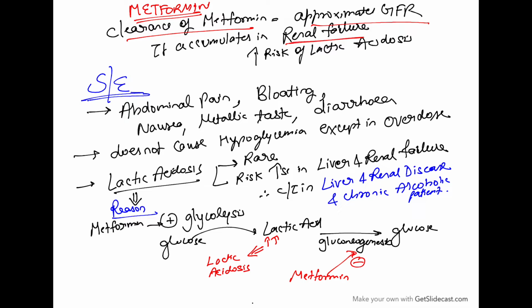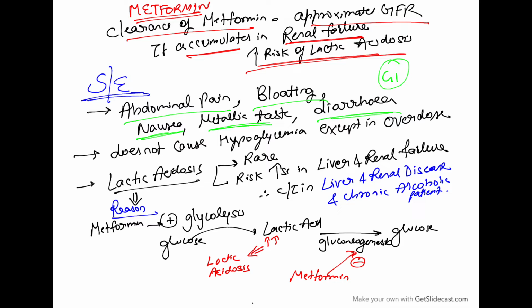Therefore, whenever there is renal failure, it gets accumulated and it leads to increased risk of lactic acidosis, which is the major side effect of metformin. तो मेटफॉर्मिन का सबसे कॉमन साइड इफेक्ट क्या होता है? GI. So the major common side effect is GI side effect like abdominal pain, bloating sensation, nausea, metallic taste and diarrhea. These are the major GI intolerance it causes.